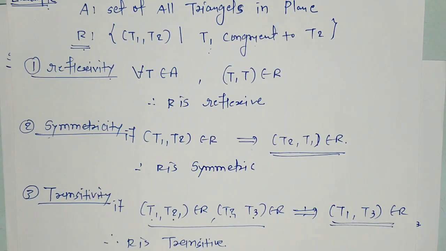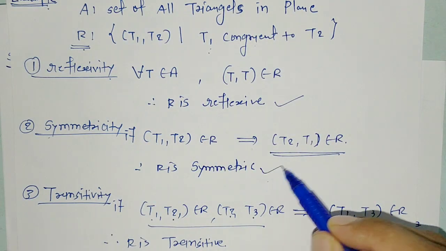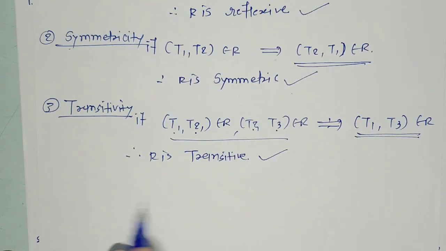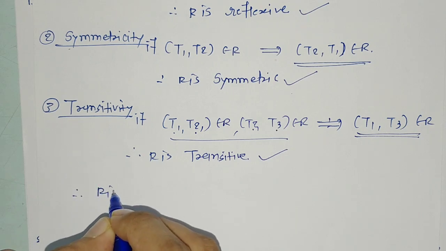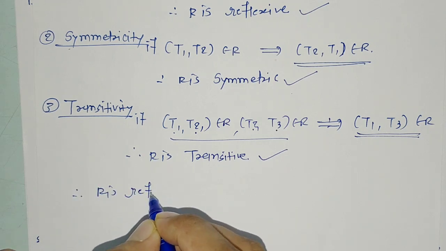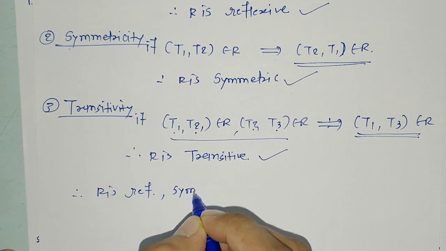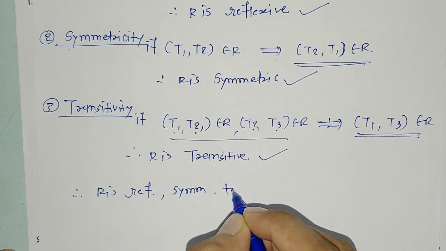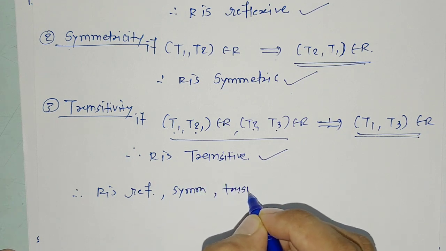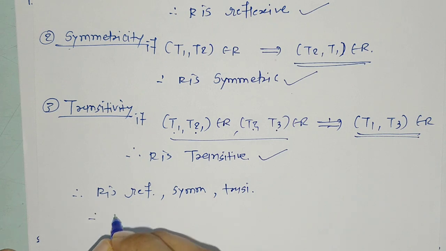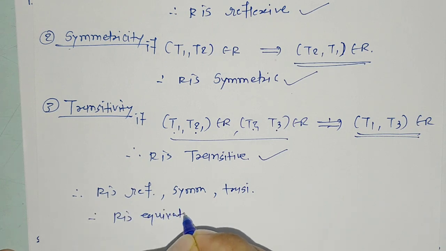So R is reflexive, symmetric and transitive. Therefore R is an equivalence relation.